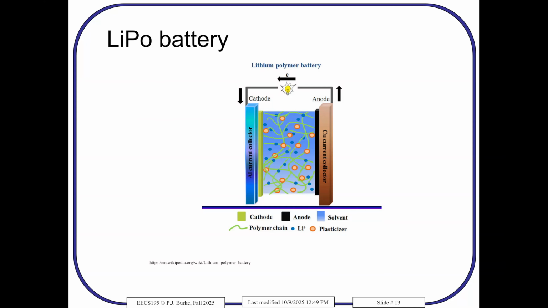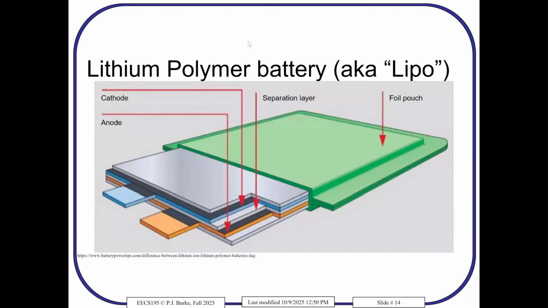So lithium polymer batteries have a polymer gel in between the electrodes. They're called LiPo for short. It means lithium polymer. And this is a picture of what a modern lithium polymer battery looks like. You might even have one of these in your cell phone. So there's the anode, there's a cathode, and there's a separation layer, which is the polymer. And then there's a fluid inside the polymer to make the ions able to go from one side to the other. And then you have the lithium ions in there.